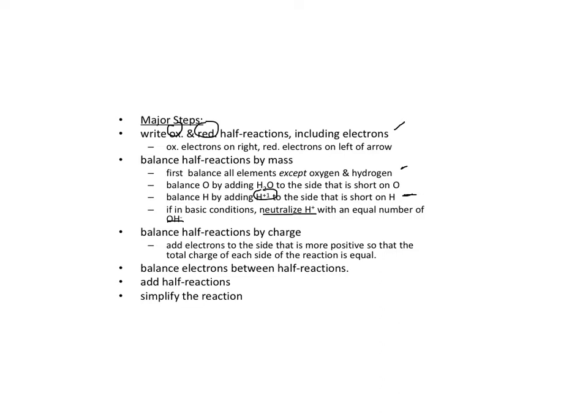Now after the two half reactions are balanced, you're going to want to balance the electrons between the two reactions so that the extent of each half reaction is equal to one another. And finally, add the half reactions, and then if necessary, simplify it so that everything is in the lowest whole number ratios.